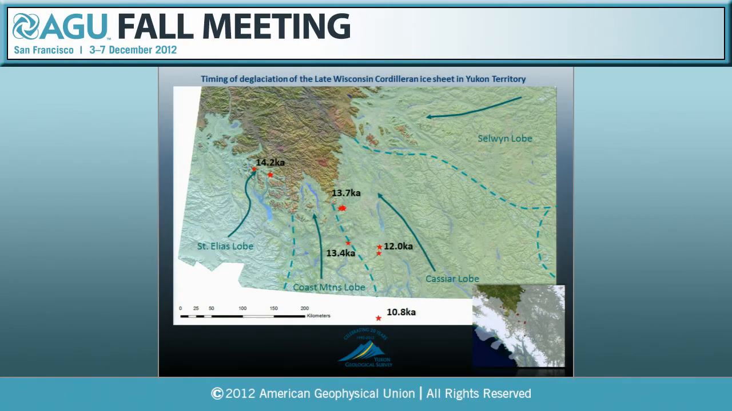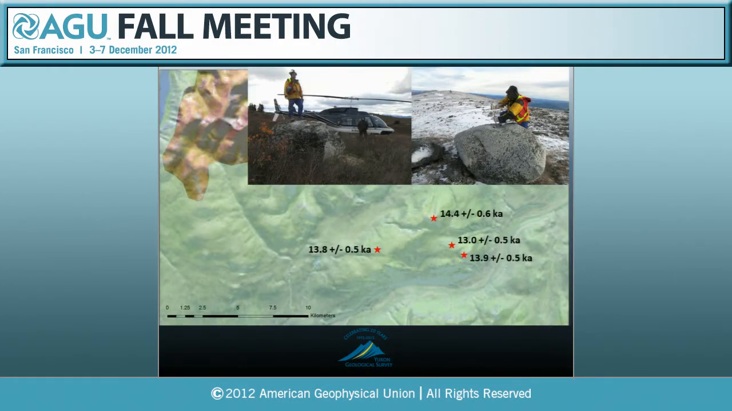The second suite of samples I'd like to tell you about is located right here. It's just at the northern extent of the Cassiar Lobe. And we sampled four boulders from that area. The oldest sample was from the highest location, actually. It's probably most similar to the glacial maximum age or the initial deglaciation of the region, so about 14.4. Some of the lower elevation samples were in and around 13.8, 13.9, and there's one of those samples here. Those are located about 10 kilometers back from the limit, so the ice has started to retreat at this time.